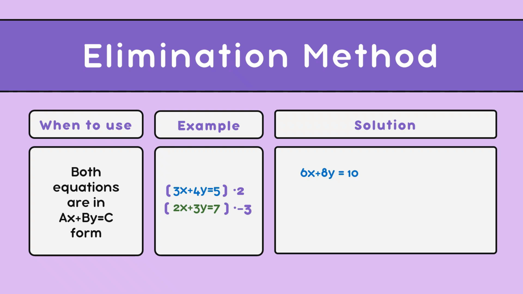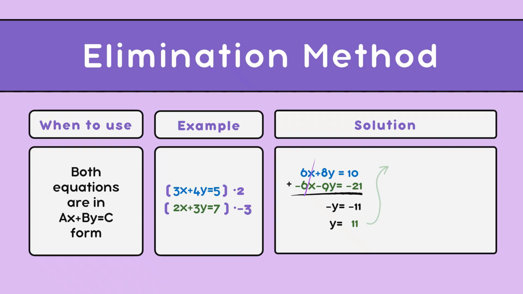Then we're going to multiply the second equation by negative 3. And we get negative 6x minus 9y is equal to negative 21. Then step 2, add the equations to eliminate x. Positive 6x and negative 6x cancel. And if we combine 8y and negative 9y, we get negative y, which is equal to negative 11. Then solve for y. y is equal to positive 11.